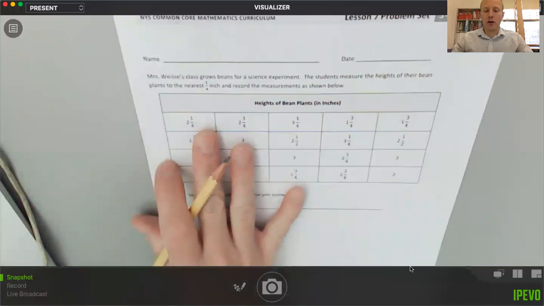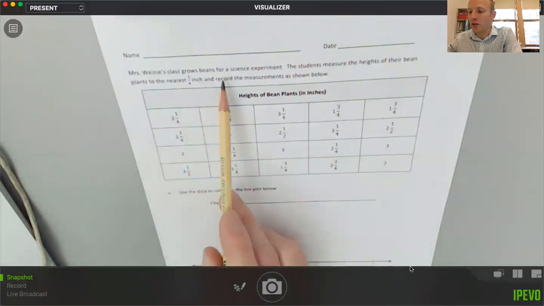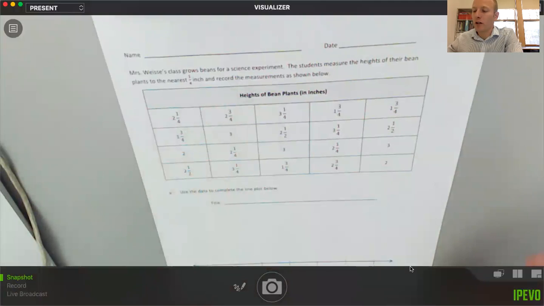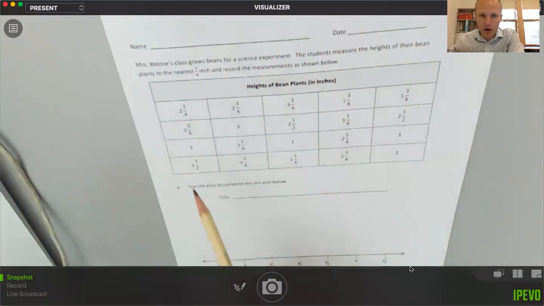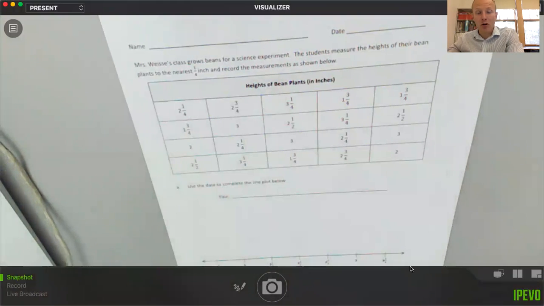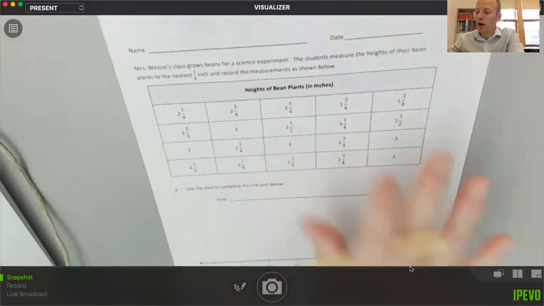All right, so on this, it said, Mrs. Weiss's class is growing beans for a science experiment. The students measure the heights of their bean plants to the nearest quarter inch and record the measurements as shown below. So then we have a whole chart here with all kinds of different measurements, right? So we have 2 1/4, we have 1 3/4, 2 1/2, 2. There's a whole bunch of measurements. It's not put in a table. It would be more helpful to us if it was put in a table, but we have to just look at this and see. I'll show you how to use it in a second.